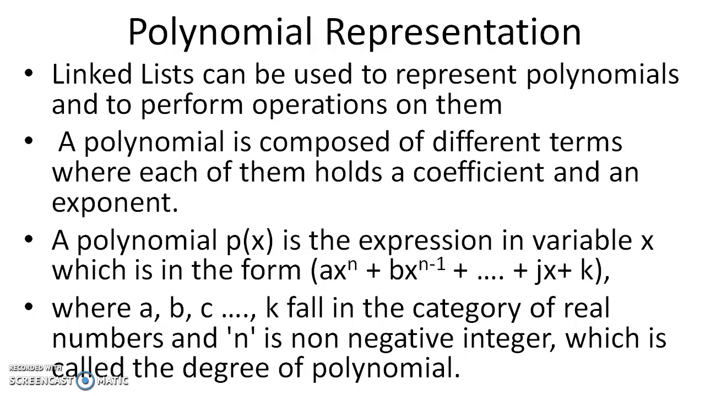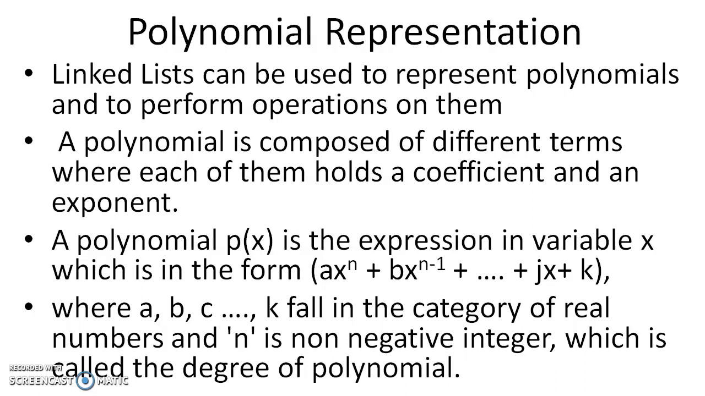When we consider a polynomial, it can be represented as an expression p of x in the form of ax power n plus bx power n minus 1, and so on, plus jx plus k. K is the constant term. N is called the power or degree of the polynomial, and a, b, c, and so on up to j, k are the constants that we have.